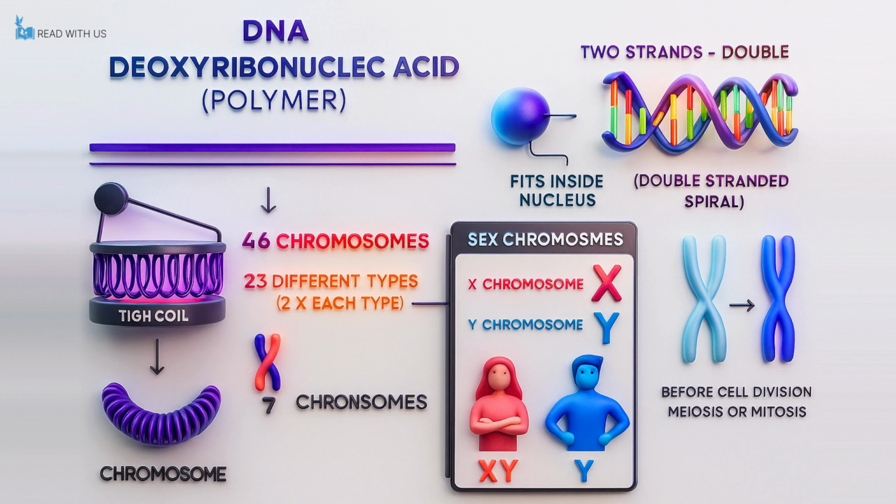However, there are only 23 unique types of chromosomes because we inherit one copy of each type from each of our biological parents. This means we have chromosome pair 1 containing one chromosome from our father and one from our mother, then chromosome pair 2, and so on all the way to chromosome pair 23. Now, the 23rd pair of chromosomes is different because these are the sex chromosomes, which determine our biological sex. Females have 2 X chromosomes, while males have 1 X chromosome and 1 Y chromosome, and this chromosomal arrangement is what defines male and female biologically.